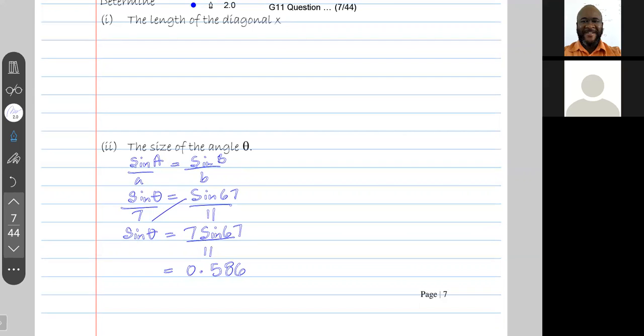If I know the sine of an angle, to find the angle, I must use sine inverse. So theta is sine inverse 0.586. Theta is, to 3 significant figures, 35.9 degrees. To 3 significant figures, theta is 35.9 degrees.